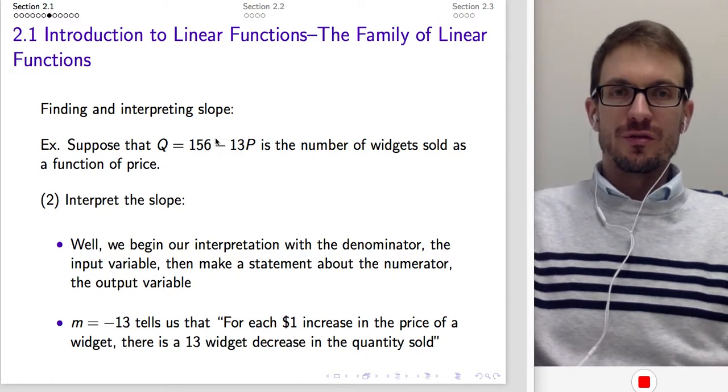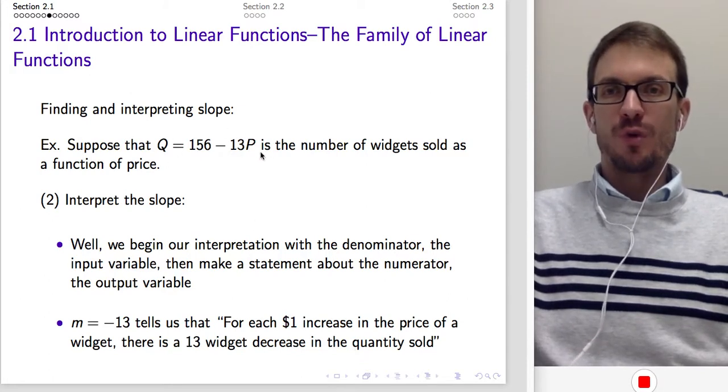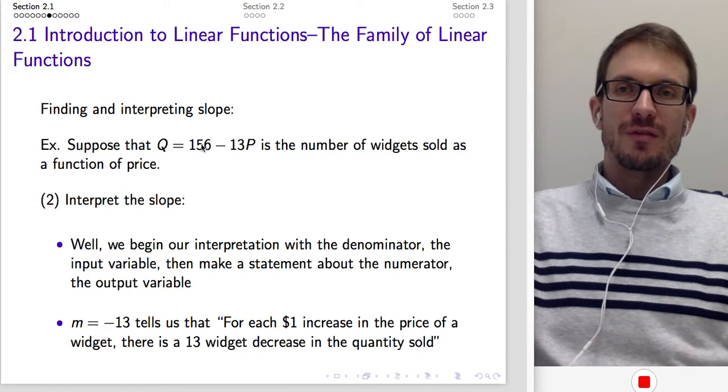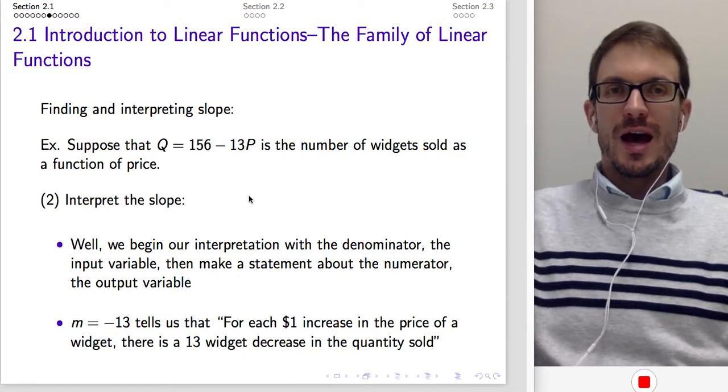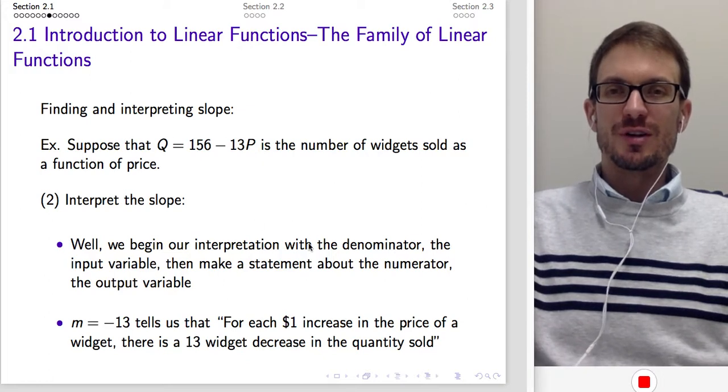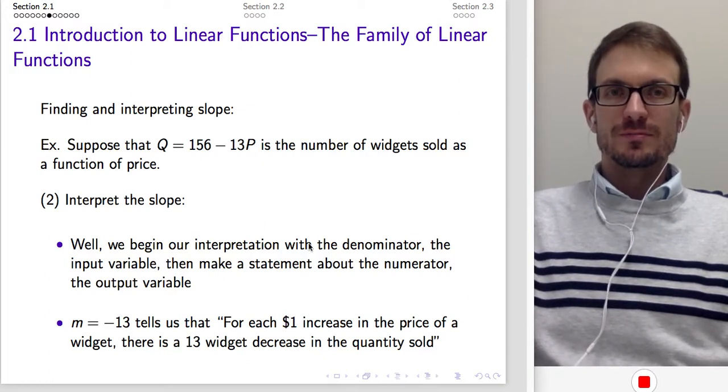And that's standard for a linear equation. Basically what we say is for a 1 unit increase in the independent variable, we get an effect. The effect on the dependent variable is just whatever is the slope, and it adopts whatever is the sign. In this case it's negative, so a $1 increase means a 13 widget decrease in consumption, or the amount that's sold.